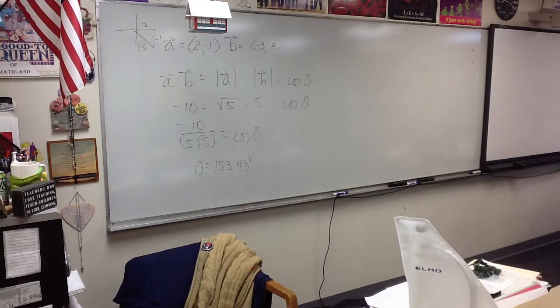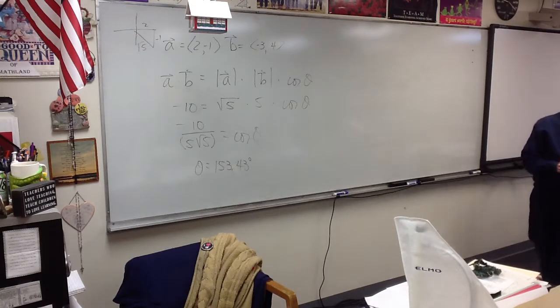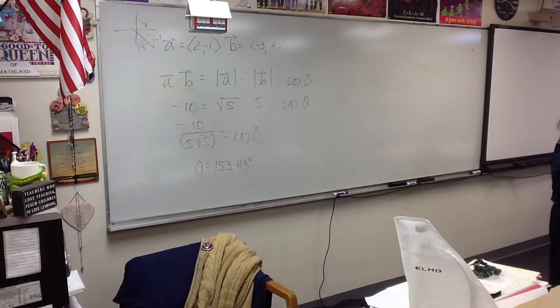Anybody have any questions about that? Did I get the wrong answer? Now, that will definitely be a question on a quiz and a test at some point in your life. Find the angle between two vectors. So what's the secret? Dot product equals magnitude times cosine. You just start filling in what you can figure out and you'll get it.